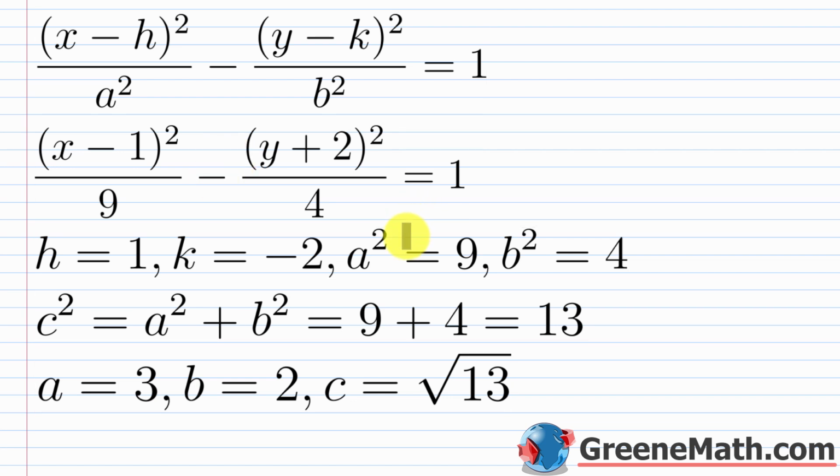All right, so let's get our center, which is h comma k. So this right here is a minus and this is a minus. So h is going to be 1. And then when we think about our k, well, this is a minus and this is a plus. So you want to rewrite that to y minus a -2. So this right here for k would be -2. Then when we think about our a squared, that's going to be 9. When we think about our b squared, that's going to be 4. So then c squared is coming from a squared plus b squared. So that's 9 plus 4, which is 13. So a is 3, b is 2, and c is the principal square root of 13.